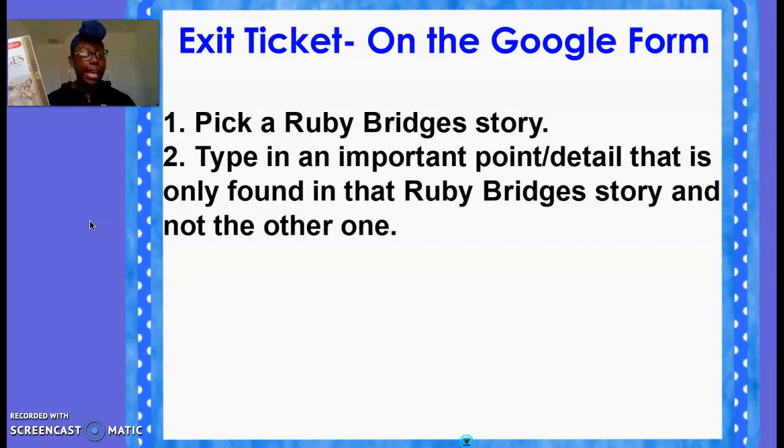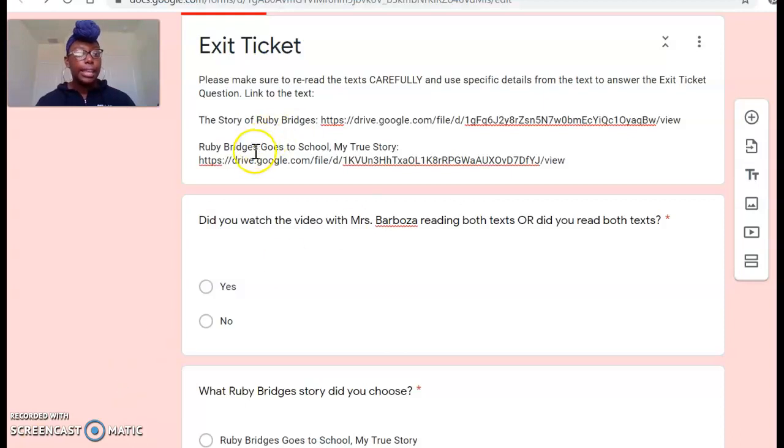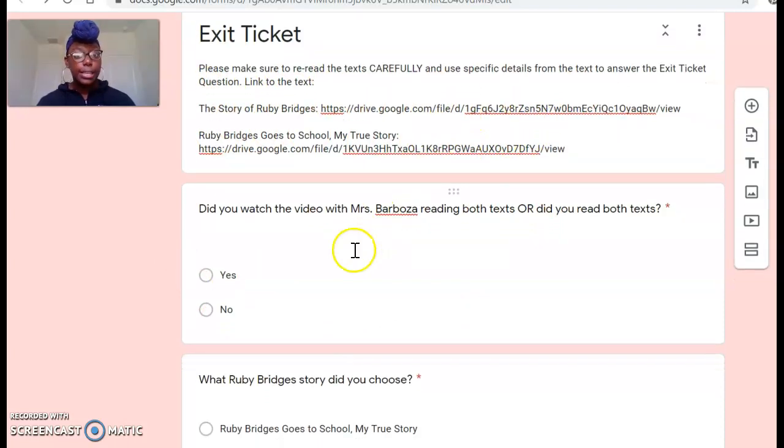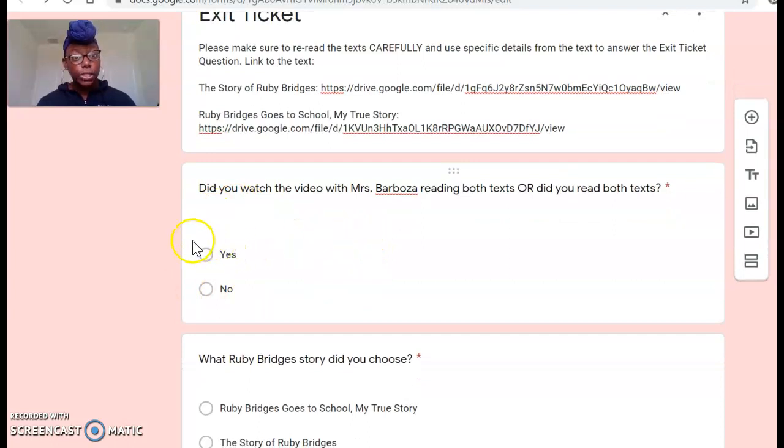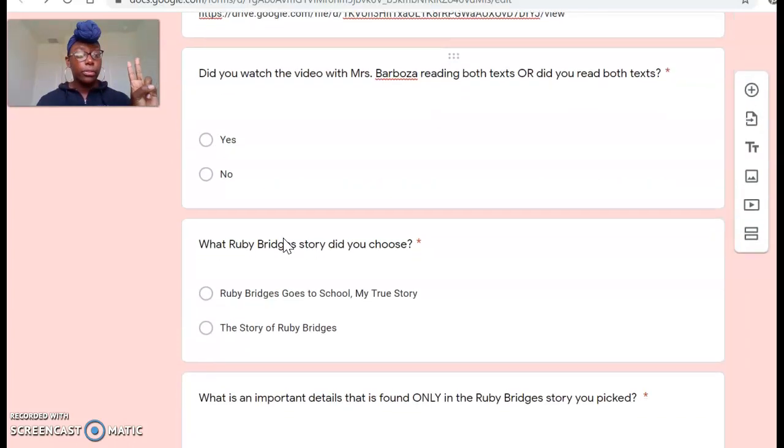So, again, I'm going to show you on the Google form now. This is the section for your exit ticket. First, you're going to get information. Here's the link to the text, and you can reread both stories. Then you need to tell me if you watched the video of me reading the stories or if you read the stories yourself. You must either watch my video or reread both texts yourself.